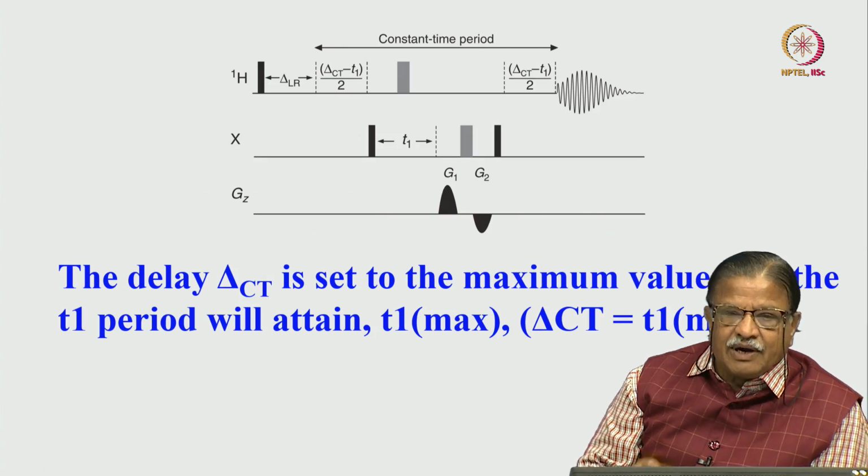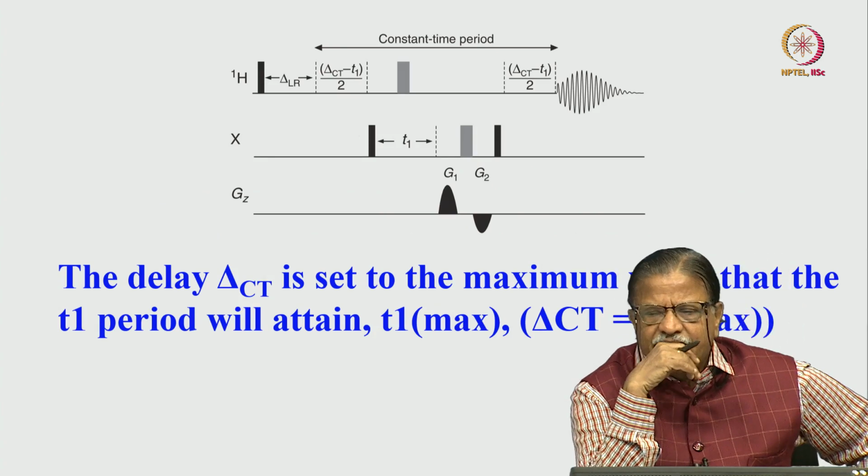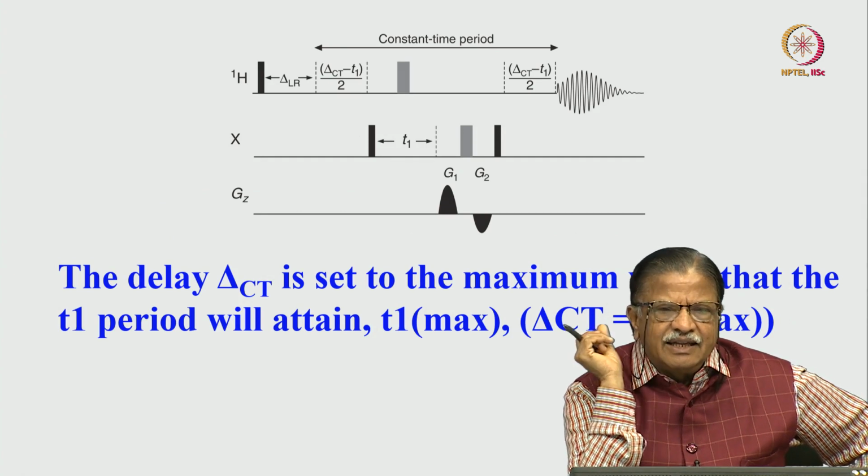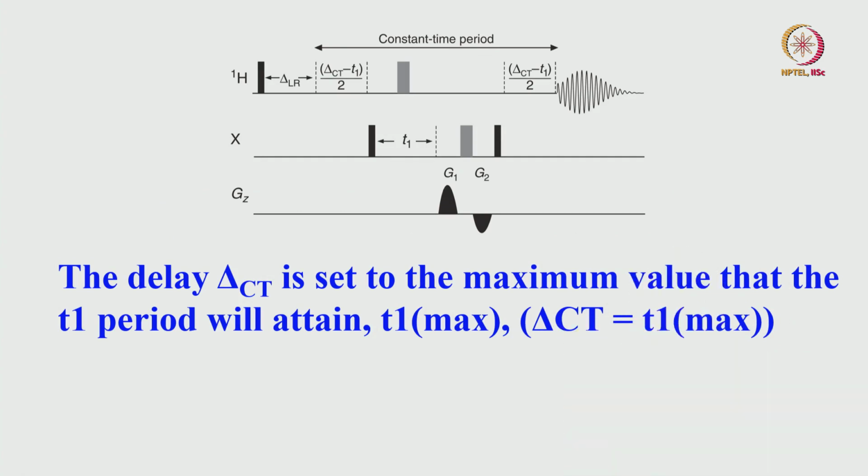For example, look at this one, constant time period. Here delta constant time, this is called the constant time period, delta CT, that is always kept constant. The delay is set to a maximum value that the T1 period will attain in the experiment. As you know, T1 keeps incrementing from a small value, we can increment to some value. That is the maximum value, keep it constant here. That is called delta CT, T1 maximum.